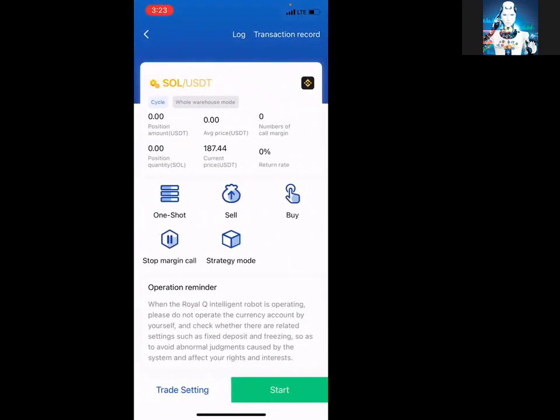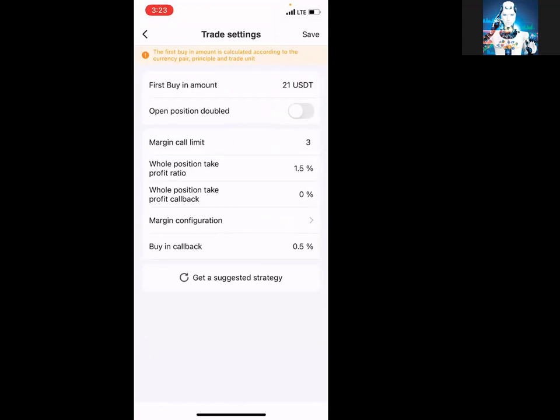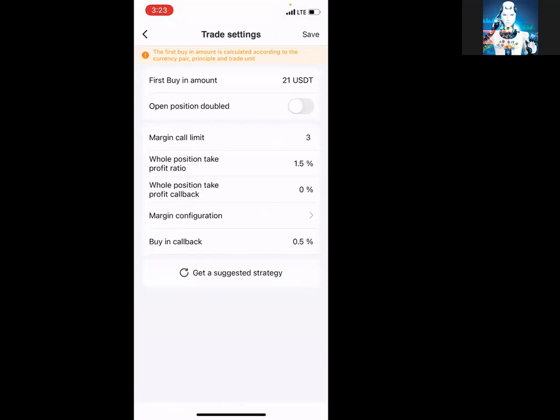I tap on it. What's the next thing I do? I go to trade settings. You can see trade settings. Can you see first buying amount, depending on your capital? Remember I said it's 10. If your capital is $300, you can use 10 and enter 2 transactions, or you can do 20 and do 1 transaction. Always keep your open position doubled, sorry, keep it closed. This open position doubled, keep it closed. Don't activate it. If you activate it, it means it will enter this twice. Don't do it. Close it, please.